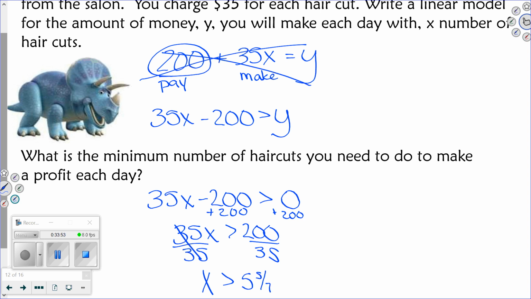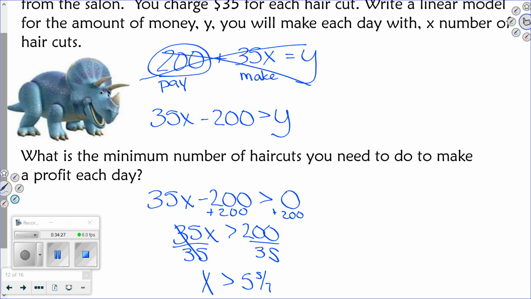So if I asked you, how many haircuts do I need to do? I need to do 6. You do 5 and then you start one and we'll finish it and stop. No, I can't, because that says X has to be greater than that. So I need to do 6 haircuts to make any money. Right? If I don't, I'd actually make a profit of $10 that day. Get all those haircuts to make 10 bucks.